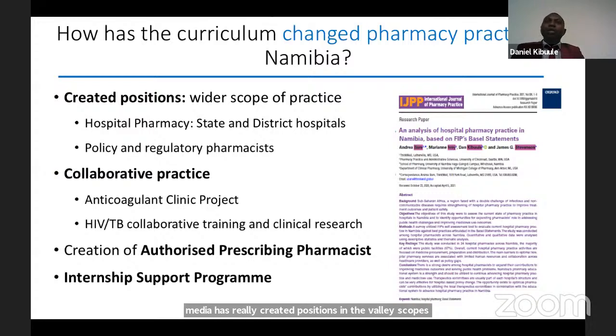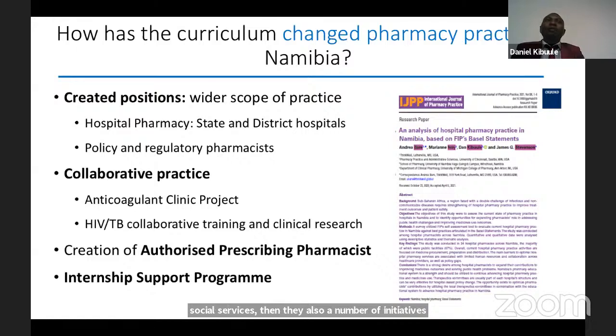For example, we had a critical shortage of workforce in our hospitals, but this time most hospital pharmacies, the state and district hospitals, have at least a pharmacist there. Pharmacists are also taking up roles in regulatory pharmacy. A number of our graduates are placed there, and working also in policy within the Ministry of Health and Social Services. Then there are also a number of initiatives that we have undertaken.